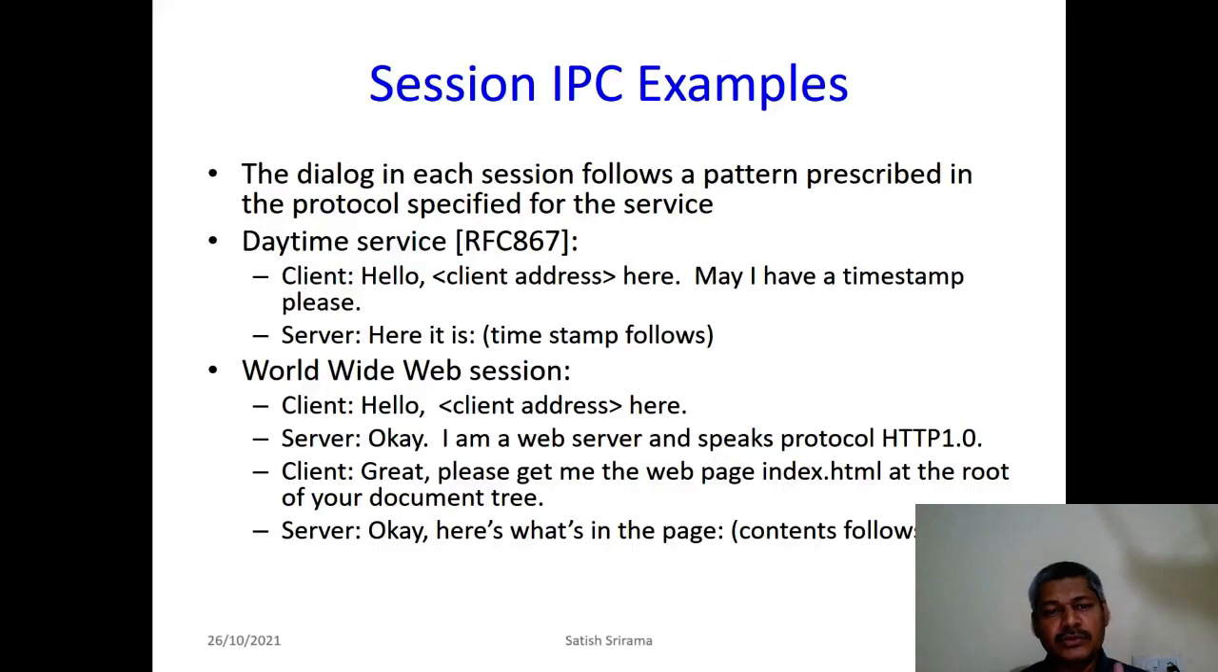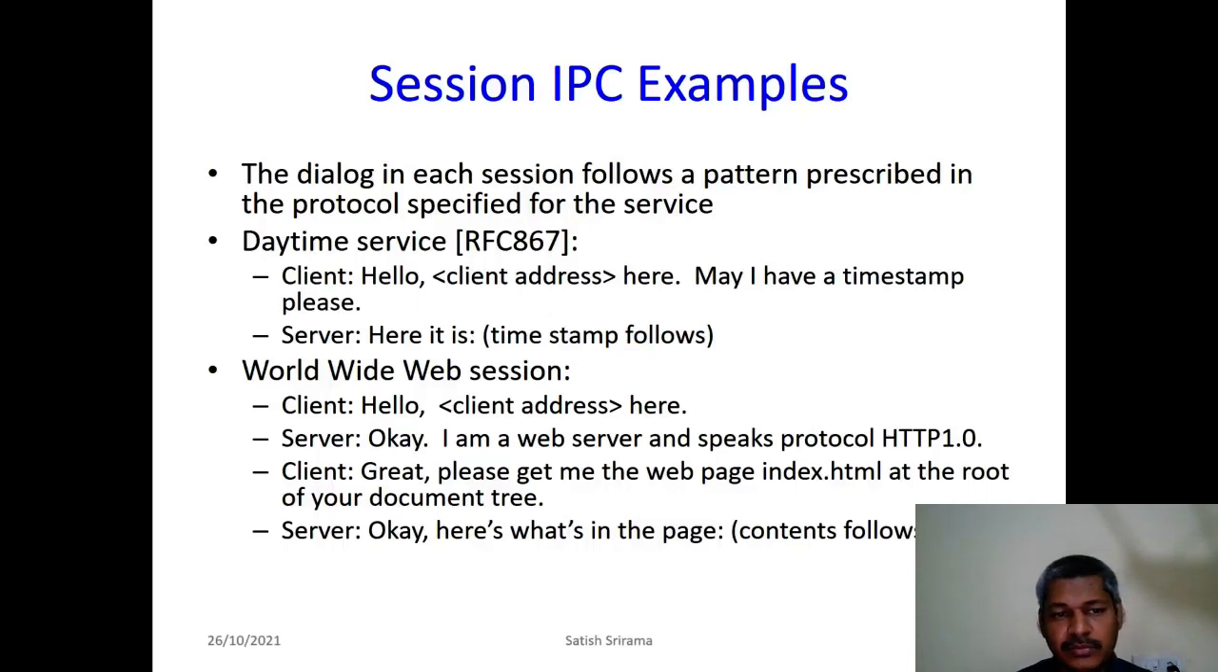So there can be several inter-process communication sessions. The dialogue in each session follows a particular pattern prescribed in the protocol specified for that particular service. For example, one of the well-known protocols which we will study a lot in this chapter is the daytime service. The idea is very simple. There will be a client, and the client will ask the server, can you please give me the daytime? The server will provide a timestamp. It's a very basic protocol. These services are still provided on the internet, and we will be implementing this daytime service as part of this chapter.